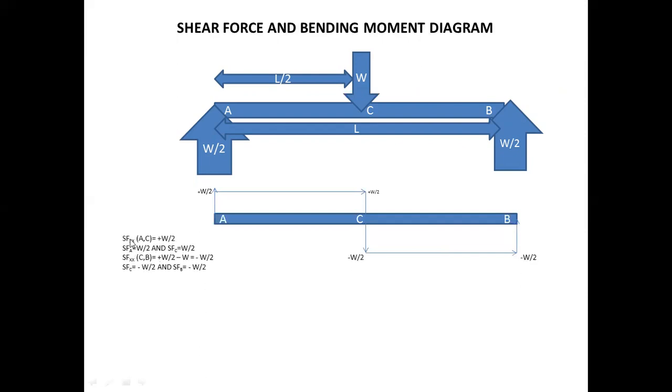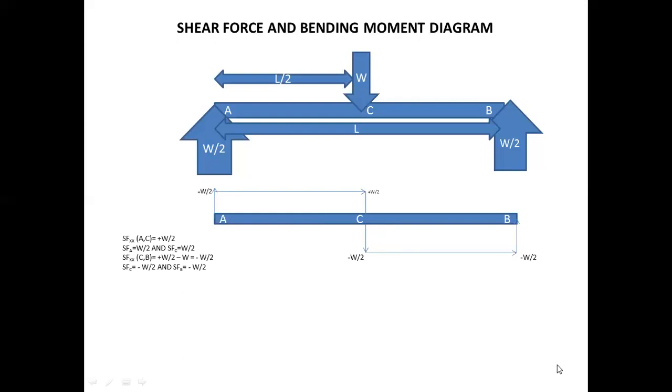These are the values of shear force. Plus W by 2 at the point A, then A to C is constant. At the point C, plus W by 2. Then again at the point C, it is minus W by 2. C to B constant. At the point B, the reaction is W by 2. So you are reaching at the point B. So this is the shear force diagram.